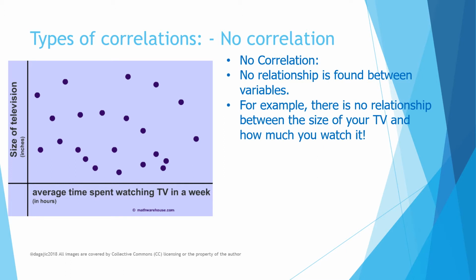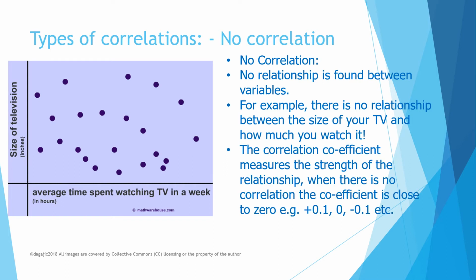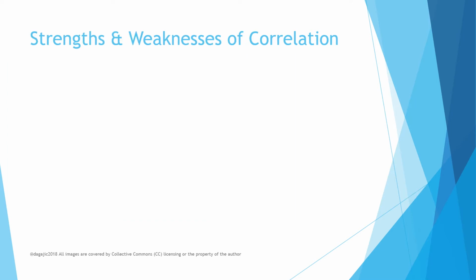So in this case, there's no relationship between the size of your TV and how much you watch it. And the correlation coefficient for this would be very close to 0. So it might have a plus or a minus in front of it when you calculate it, but in fact that's pretty meaningless. It would be 0 or 0.1 or minus 0.1, for example.